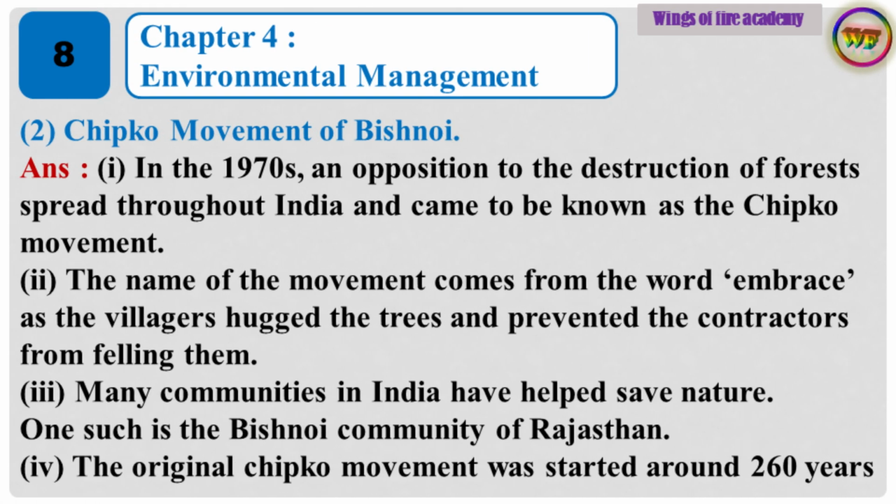Sub-question 2. Chipko movement of Bishnoi. Answer. Point 1. In the 1970s, an opposition to the destruction of forests spread throughout India and came to be known as the Chipko movement. Point 2. The name of the movement comes from the word embrace, as the villagers hugged the trees and prevented the contractors from felling them. Point 3. Many communities in India have helped save nature. One such is the Bishnoi community of Rajasthan.